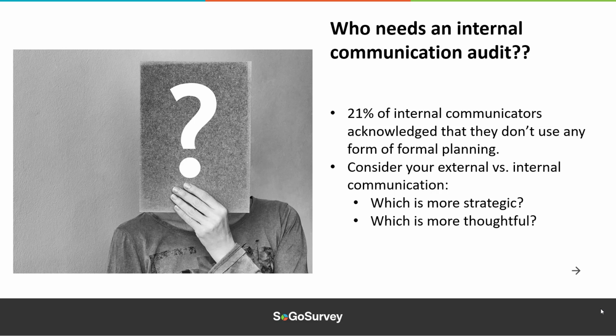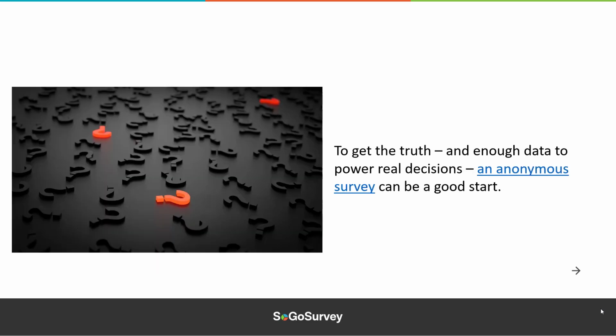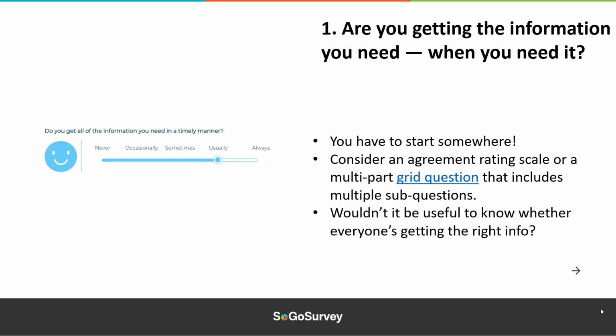21% of internal communicators, that's communication professionals within an organization, acknowledge they don't use any kind of formal planning. Now think about that in contrast with external communication. Which of those is more formal? Which of those is more strategic? Which of those is thought out fully in advance? The truth is, maybe if you need to get these answers, an anonymous survey is a good start, but of course you need good questions. And we'll start with 5 of those today.